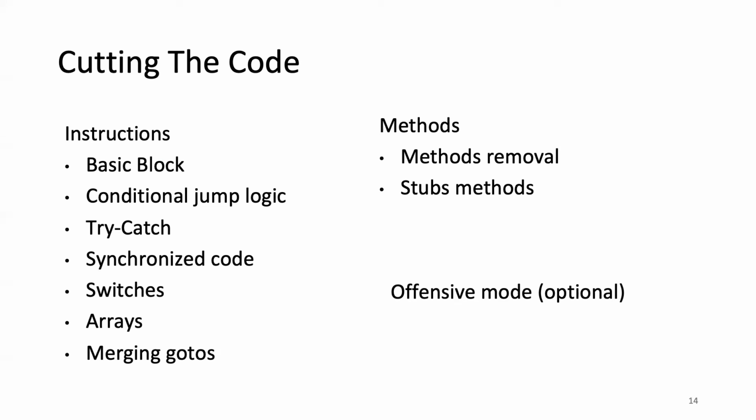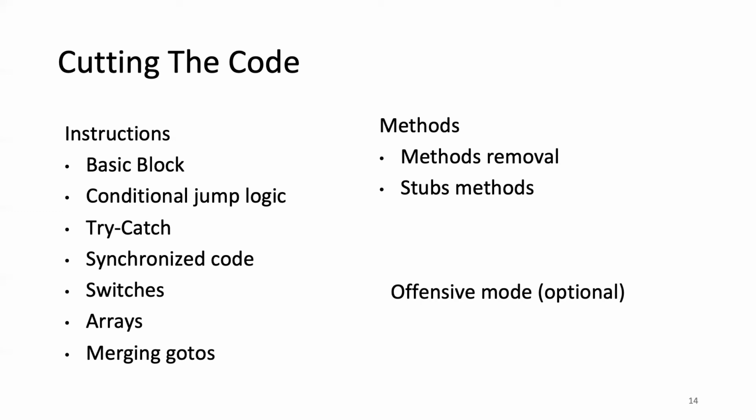Then we take special attention to synchronized code. Then we remove the not executed switch cases. We can also remove arrays if they were not used during the execution. And finally, we merge gotos in this changed code. Some gotos point to the next instructions, and then they are not useful. Then we can remove static not executed methods.